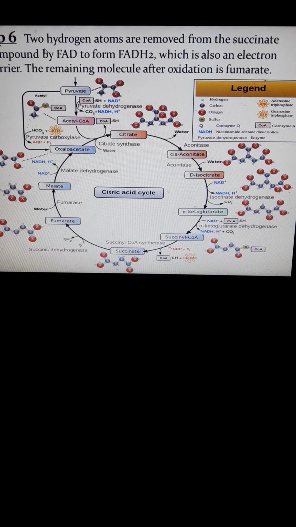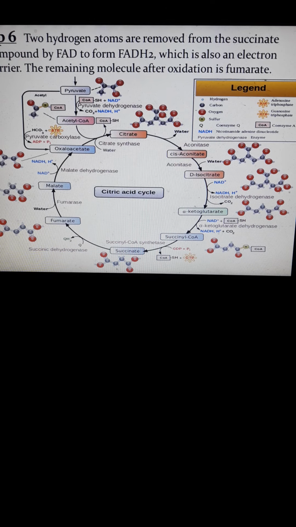Next, step number 6. 2 hydrogen atoms are removed from the succinate. So there is removal of 2 hydrogen atoms. That is acted on by flavine adenine dinucleotide. So it will form flavine adenine dinucleotide plus 2 hydrogen, which is also an electron carrier. So the remaining molecule after the oxidation process is known to be fumarate, meaning the reaction involved is a removal of hydrogen in the succinate, class.